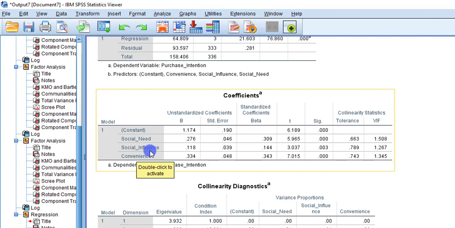But the second hypothesis that I hypothesized was that social influence has a negative impact on purchase intention. But in this case, there is a positive impact. So I will conclude that the hypothesis is rejected because the result is contrary. It is just opposite. And the convenience hypothesis was that convenience has a positive impact on purchase intention, and it is also positive. It means this hypothesis is also supported. So in this manner you can test the hypothesis.